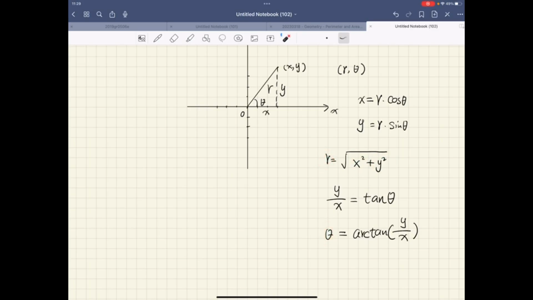Now we know that the two coordinate systems can actually be converted back and forth based on the same point. Okay, this is what we learned today.